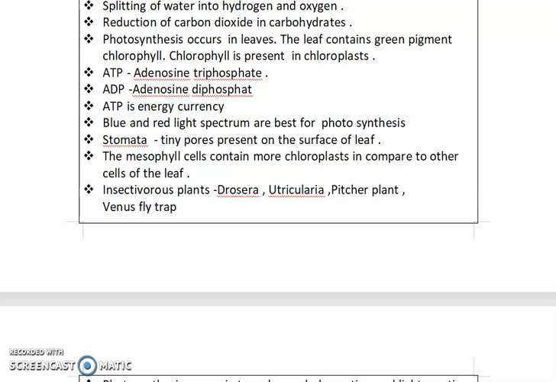And next, if you see insectivorous plants. There are some plants that cannot get nitrogen from the soil. That is the reason they eat insects, and from those insects they get nitrogen. For example, Drosera, Utricularia, pitcher plant, Venus flytrap. These all plants are called insectivorous plants.